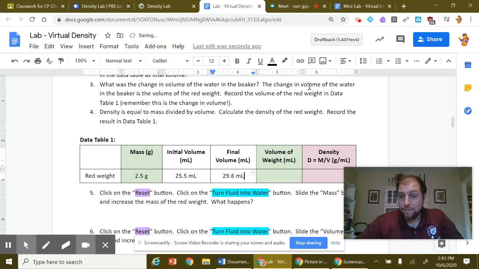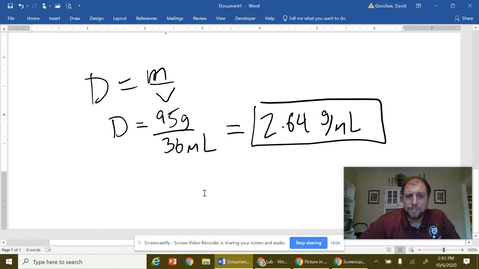So what is the volume of this sample right here? Well, you'll take the final volume minus the initial volume. You can do that in your calculator: 29.6 minus 25.5. All right, so here's what I would do.